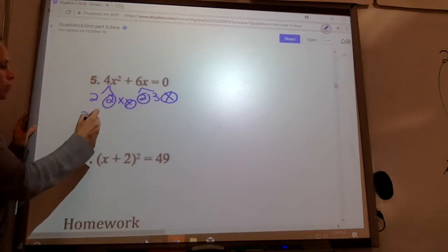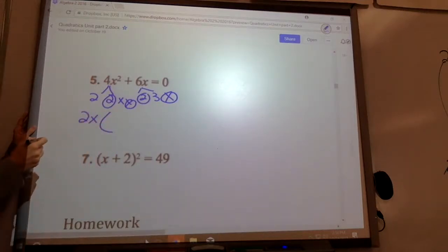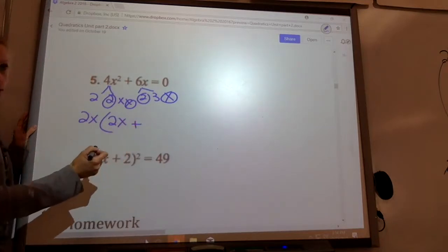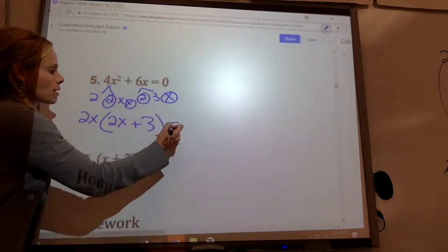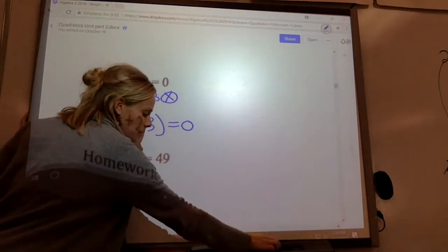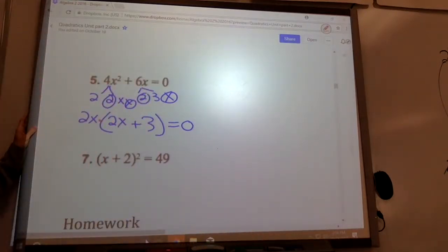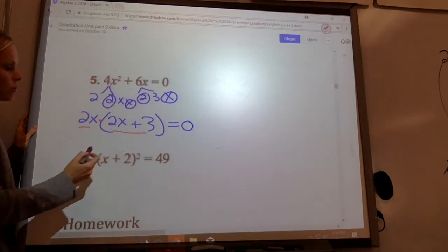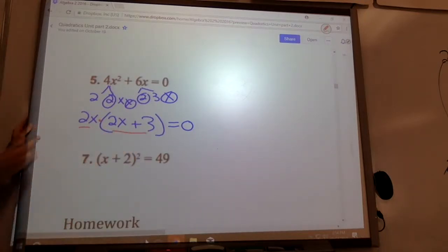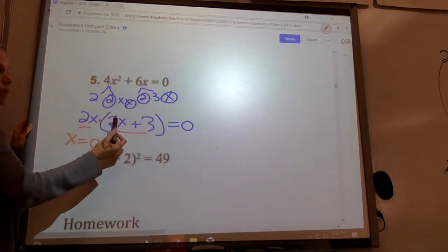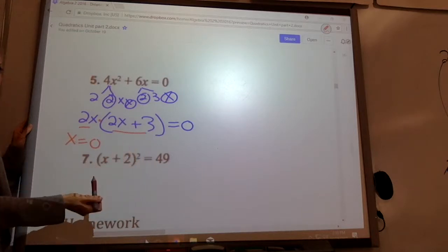So if I take out a 2x, what's left in the first term? 2x. What's left in the second term? Mm-hmm. And that equals 0. And I'm multiplying right there. So looking at these 2 terms getting multiplied, 2 times what would give me 0? What would this one be? 2 times what plus 3 would give me 0?